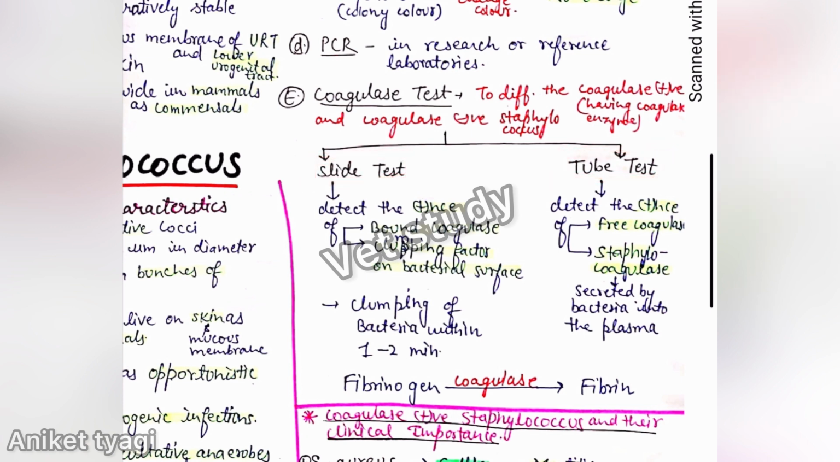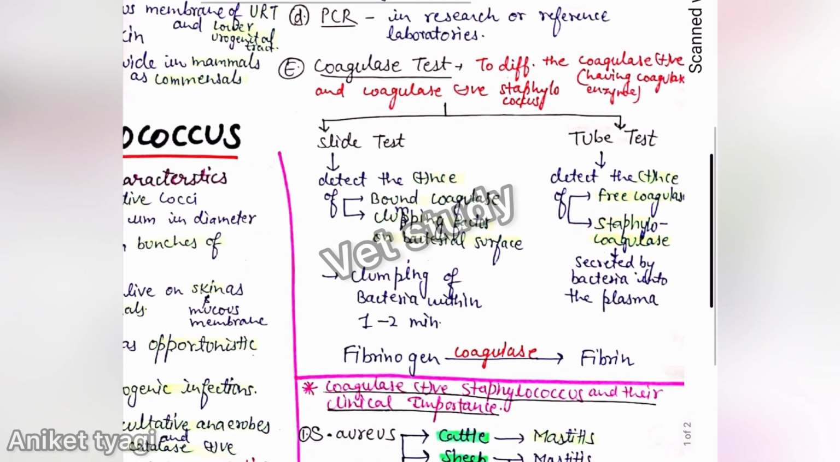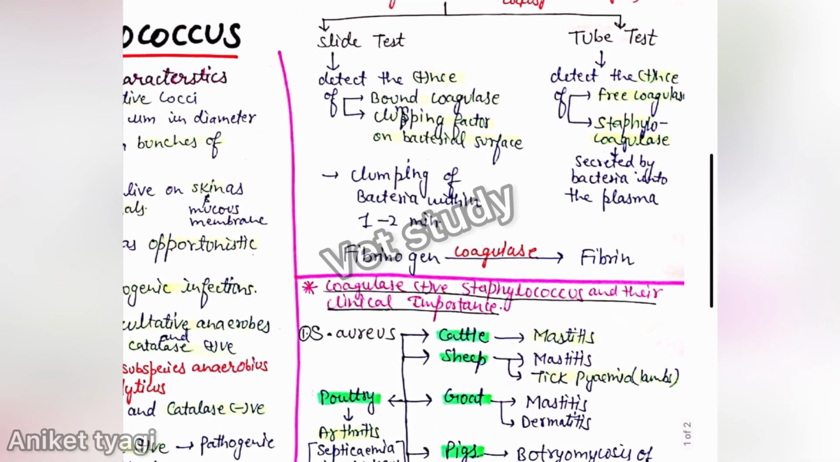In the slide test we detect the presence of bound coagulase, whereas in the tube test we detect the presence of free coagulase. There are two types of coagulase enzyme. The first is bound coagulase, next is free coagulase. So we will detect the free coagulase by the tube test. This is also important, okay, and we will detect the bound coagulase by the slide test. In the slide test there is a clumping factor on the bacterial surface, and this free coagulase we can call staphylocoagulase. This clumping of bacteria appears in 1 to 2 minutes, and they are secreted by bacteria into the plasma. What this coagulase basically does is convert fibrinogen into fibrin. So this is the major function of coagulase, okay.